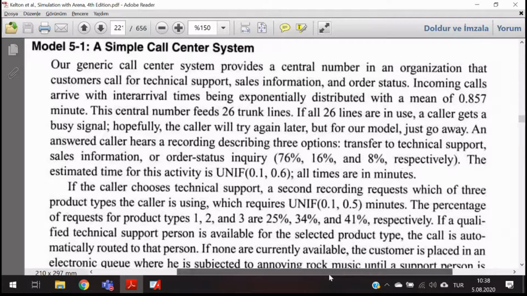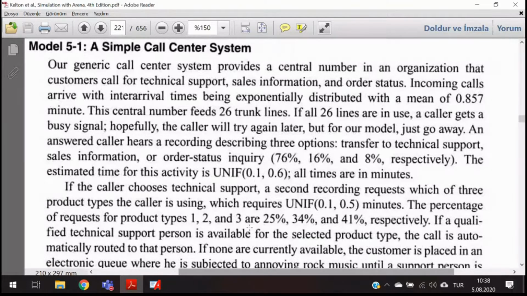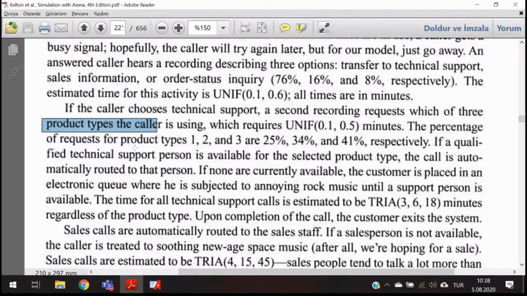If the caller chooses technical support, a second recording requests which of three product types the caller is using, which requires a uniformly distributed amount of time between 0.1 and 0.5 minutes. The percentage of requests for product types 1, 2, and 3 are 25%, 34%, and 41% respectively. If a qualified technical support person is available for the selected product type, the call is automatically routed to that person. If none are currently available, the customer is placed in an electronic queue where he is subjected to annoying rock music until a support person is available.